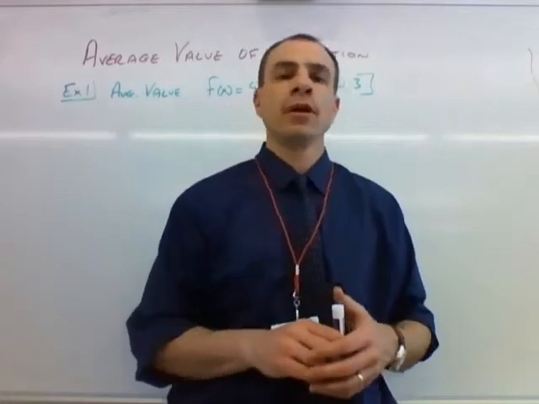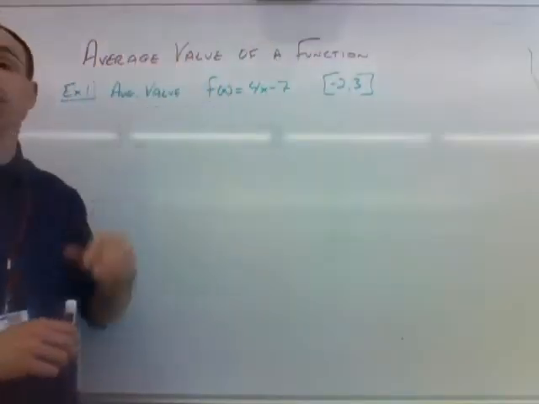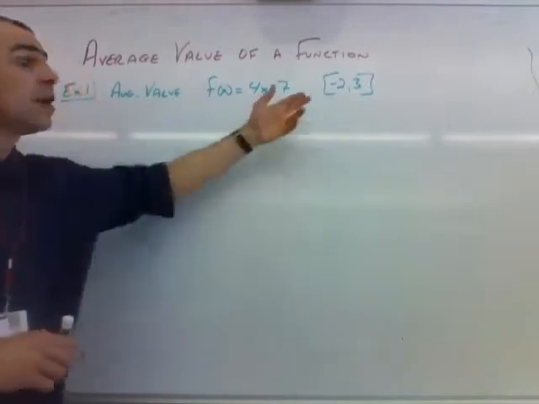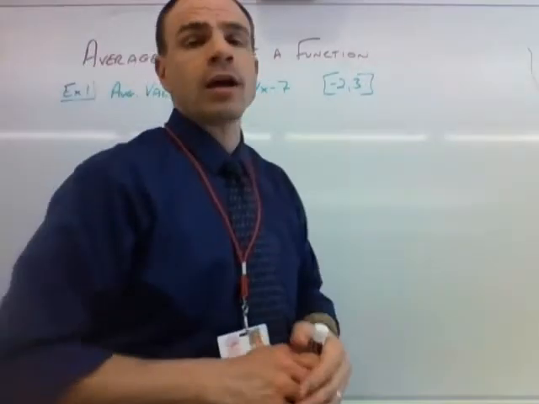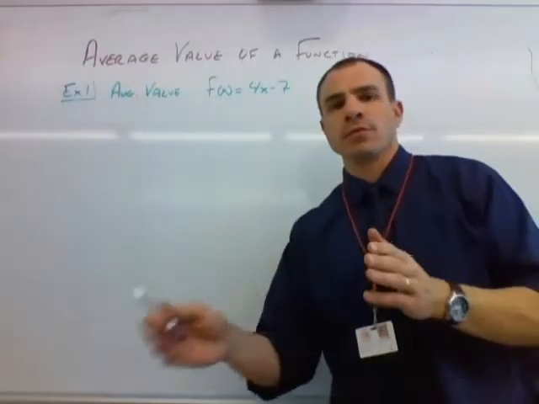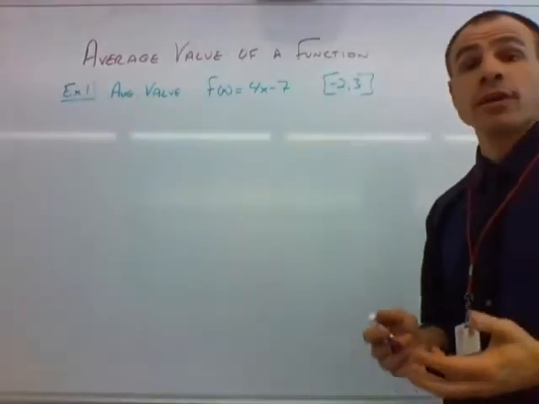Looking at example 1, we're interested in finding the average value of the function 4x minus 7 from the interval a is equal to negative 2 and b is equal to 3. So from negative 2 to 3. All right, so let's use our average value formula.